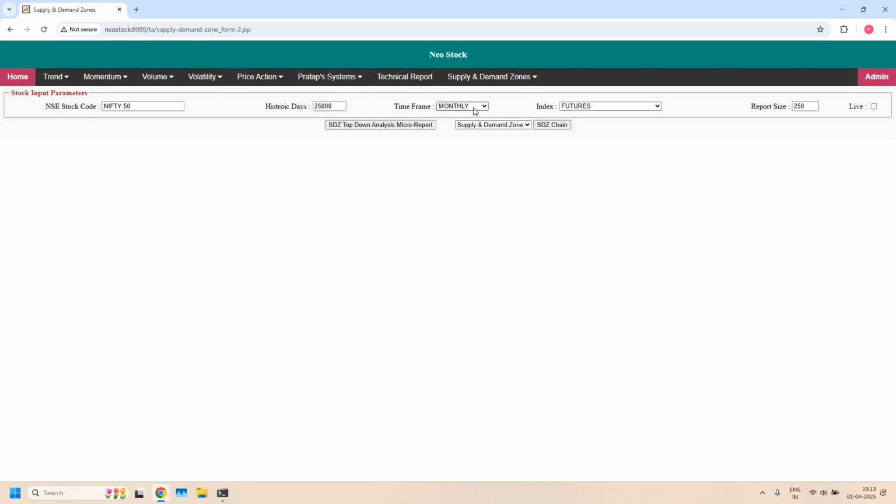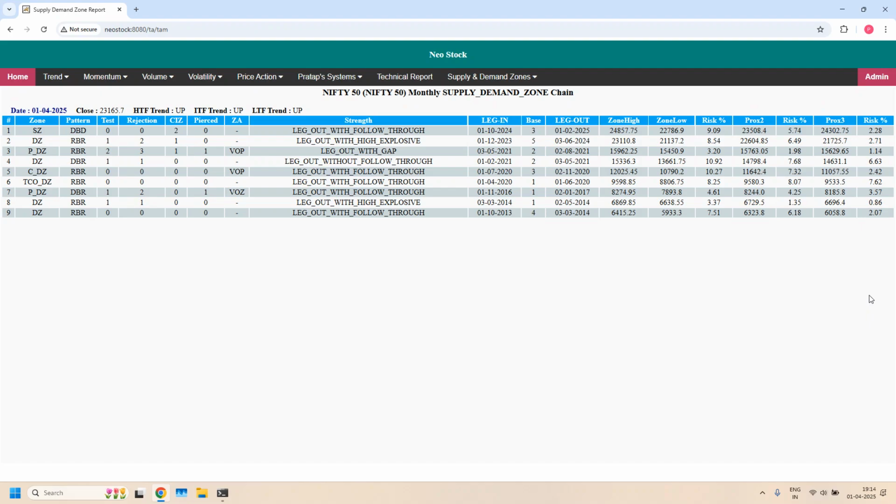Okay, first NIFTY, starting with monthly time frame, I am generating monthly supply demand zone chain for NIFTY. So this is a NIFTY monthly supply demand zone chain report. Always look into the zone column to find the high liquidity zones, and look into the pierced column to find the pierced zones, and always look into the LTF time frame to find the trend of the current time frame you have selected, and apply the same rules to the remaining reports.